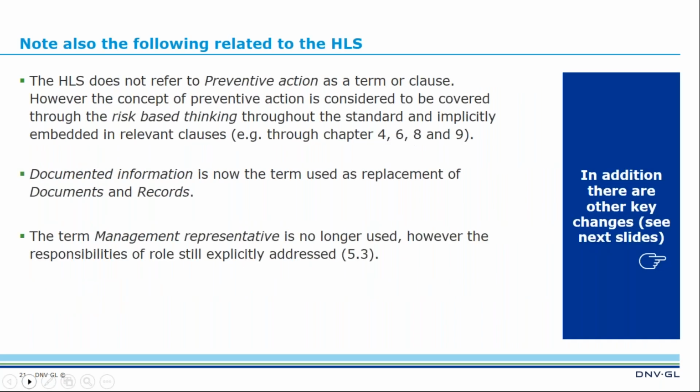A little extra note to follow is the HLS now does not refer to preventive action as a term or clause, but the preventive action in this ISO 22000 standard is spread out throughout clauses 4, 6, 8, and 9, because it is more of a risk-based thinking standard where you have to analyze your risk and opportunity, develop your action plan, and implement your action plan to have continual improvement. The documented information is a new term used as a replacement of documents and records. And the terminology of management representative is no longer used, but there is still a responsibility or role addressed and explained in clause 5.3, which we are going to look into in further detail.